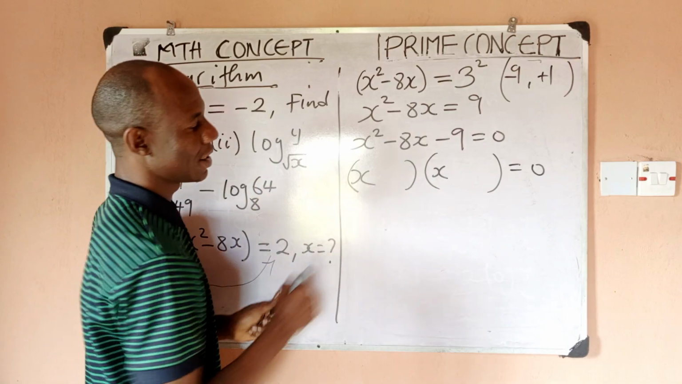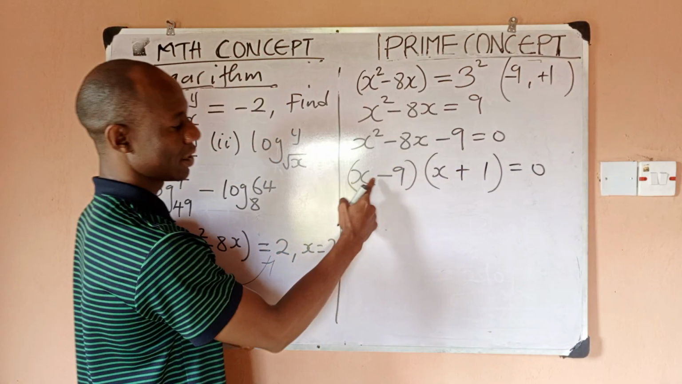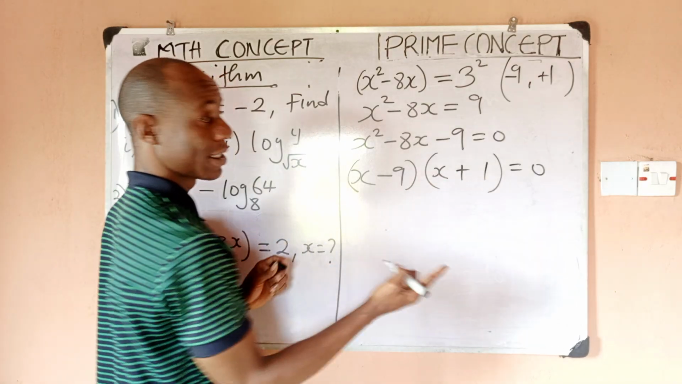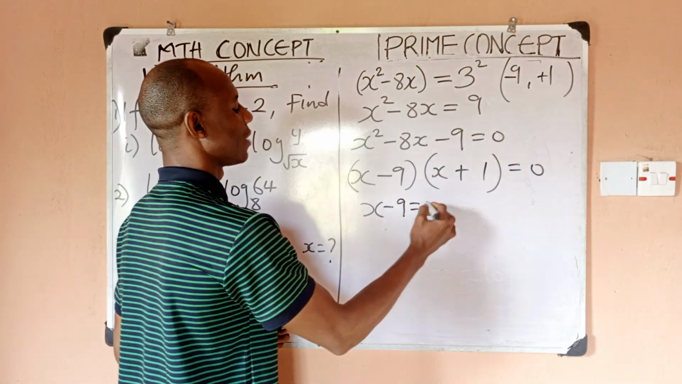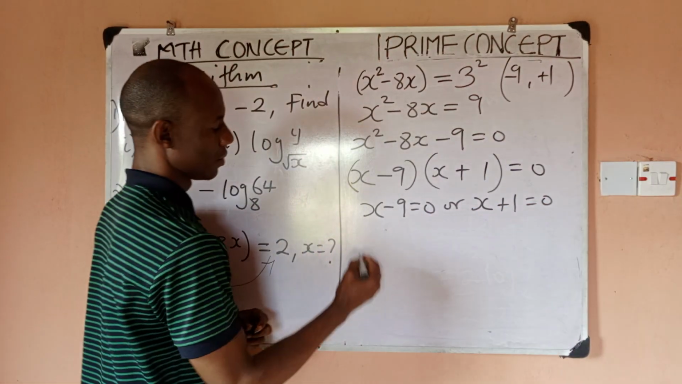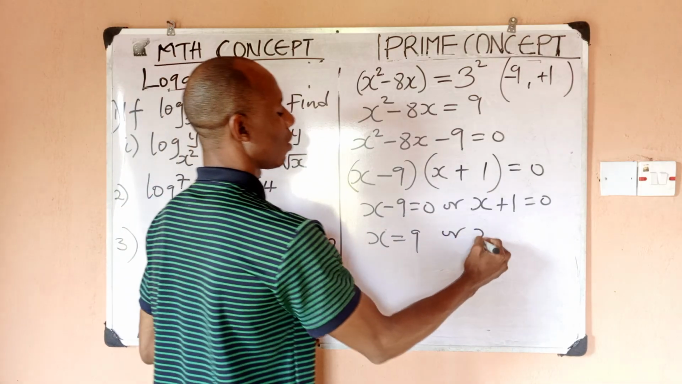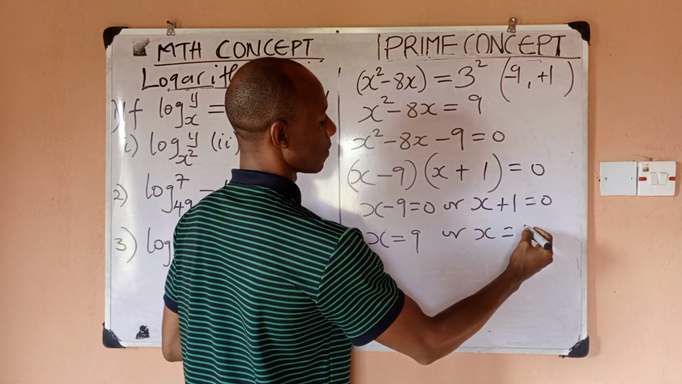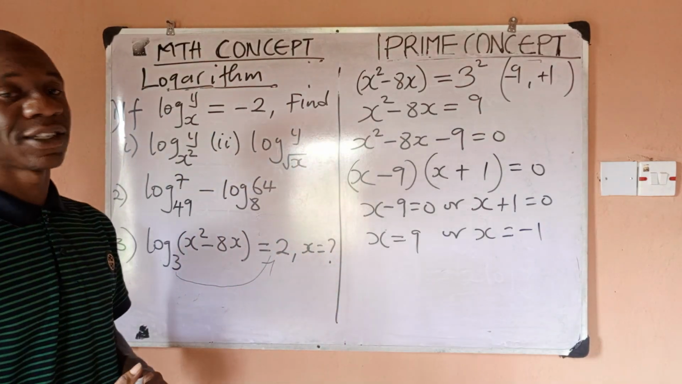I'll quickly insert them here. Minus 9, and then I'll say plus 1. Or I can still say plus 1 and then minus 9. Same thing. So quickly, I have that x minus 9 is 0, or x plus 1 is 0. So I would say that x, when I move this, is 9, or x, when I move this, is minus 1. So these are the values of x from this particular problem.